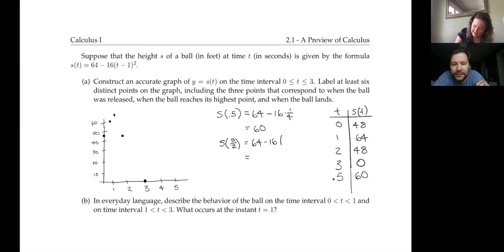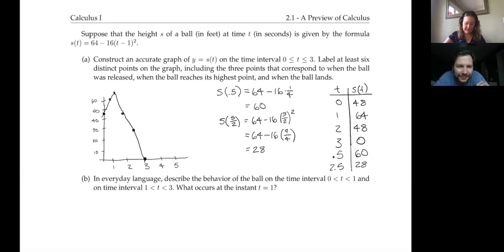Subtracting 1 gives you 3 halves. So 3 halves squared is 9/4. So what's that? 4 times 9, 36. So 28. Okay. And that point really goes to show you that this is very much like a parabola.